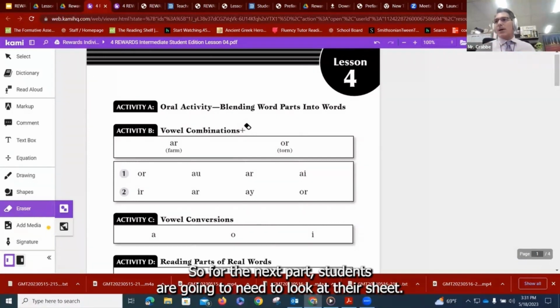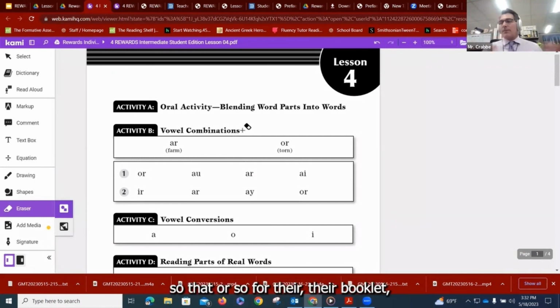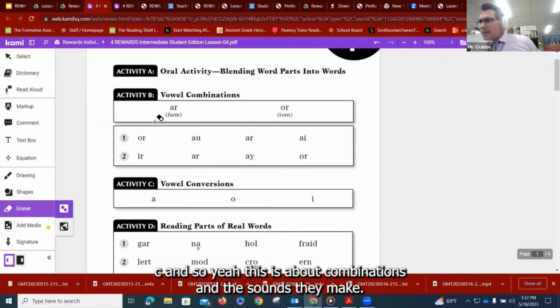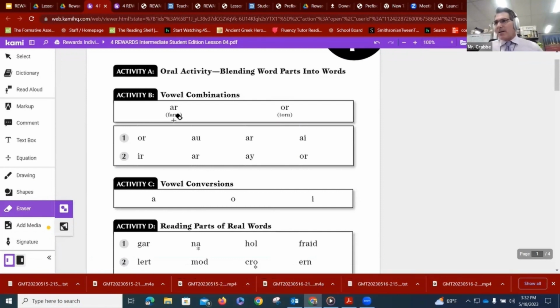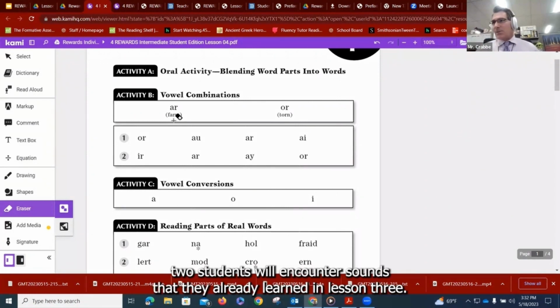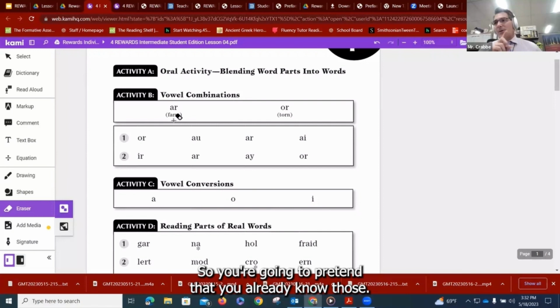Okay, so for the next part, students are going to need to look at their sheet or their booklet. This is vowel combinations and isolations. So we're going to do this kind of reading, and we're looking at activity B. This is vowel combinations and the sounds they make. You will notice a couple of things. One, we are on lesson 4. Two, students will encounter sounds that they already learned in lesson 3, so you're going to pretend that you already know those.